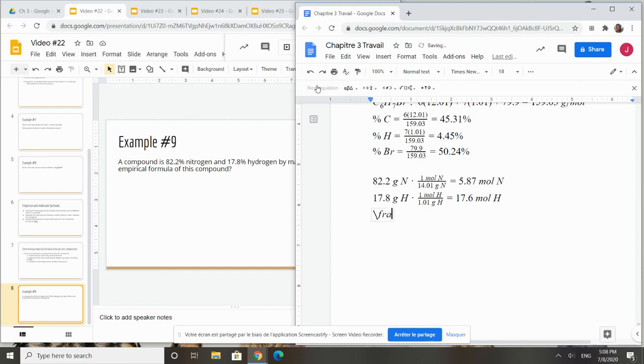The easiest way typically to do that is just to take your bigger number and put it over top of your smaller number. From here, I get 2.99, but that is approximately equal to 3. So what that means is I've got 3 hydrogens for every 1 nitrogen. So my formula is NH3. If you did H3N instead, that would be fine too. NH3 is how it's supposed to be written, but there's nothing in the problem that indicates that, so it would be okay if you had written it that way.